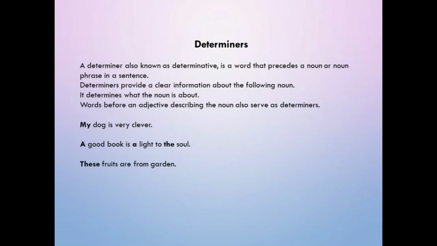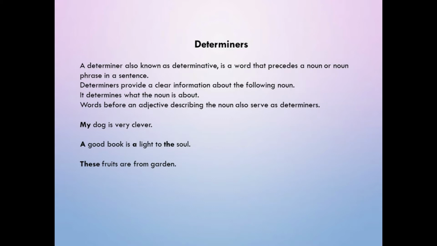அடுத்ததா நம்ம பார்க்க போற டாபிக் என்ன அப்படின்னா determiners. A determiner is also called as determinative. It is a word that precedes a noun or noun phrase in a sentence. Determiners அப்படிங்கிறது ஒரு noun இல்லனா noun phraseக்கு முன்னாடி வரக்கூடியது.